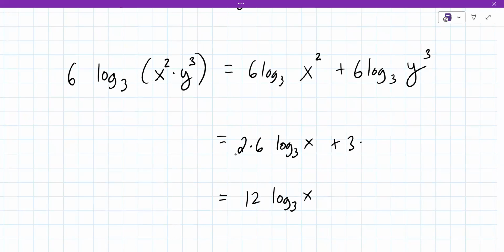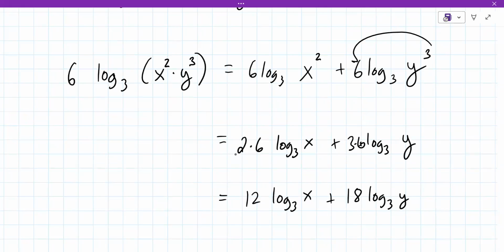Bring the 3 out in front, 3 times log base 3 of y. Sorry, 3 times 6 log base 3 of y. So it becomes 18 log base 3 of y. So you bring the number out in front, you bring the number out in front, and you multiply.